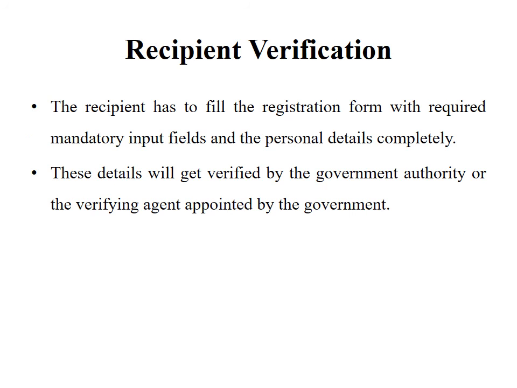The first one is recipient verification, which uses a mandatory input field to fill in personal details. Personal details can be the first name and last name. You will upload a PAN card or any other document. This government verification authority means an agency or department of the government. For example, upload a PAN card, driving license, Aadhaar card, or any other issued document.